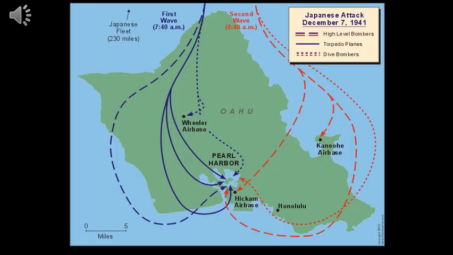Traveling under strict radio silence and screened from view by a large weather front, the Japanese battle fleet, 6 aircraft carriers, 2 battleships, 2 cruisers, and 9 destroyers, remained undetected until it came within 200 miles of the Hawaiian Islands.